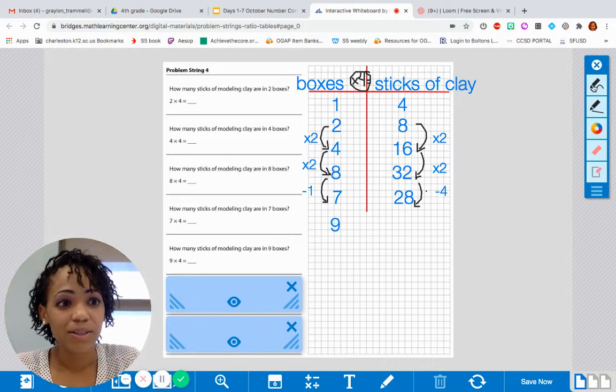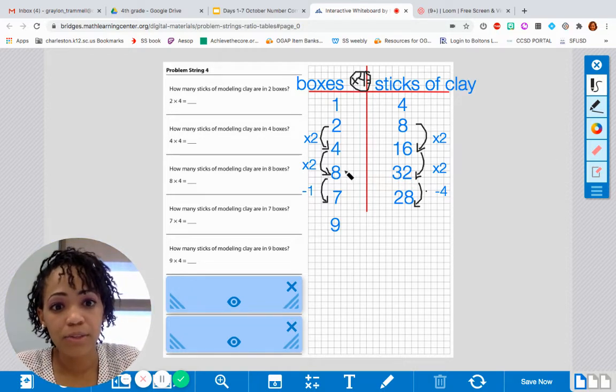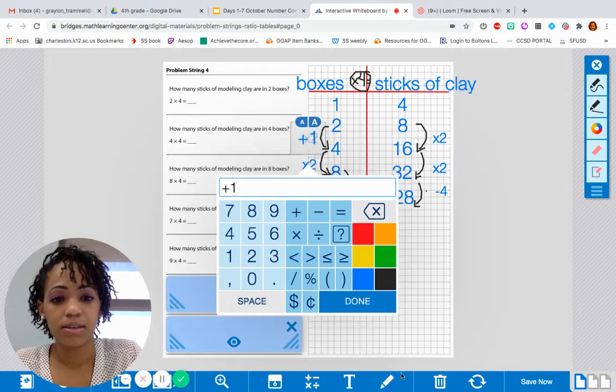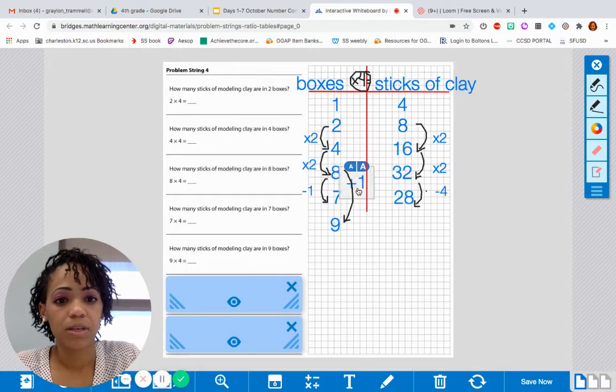Oh, so it's 1 more box than what you had before. So here, we're adding 1. Brilliant. Plus 1. Love it.